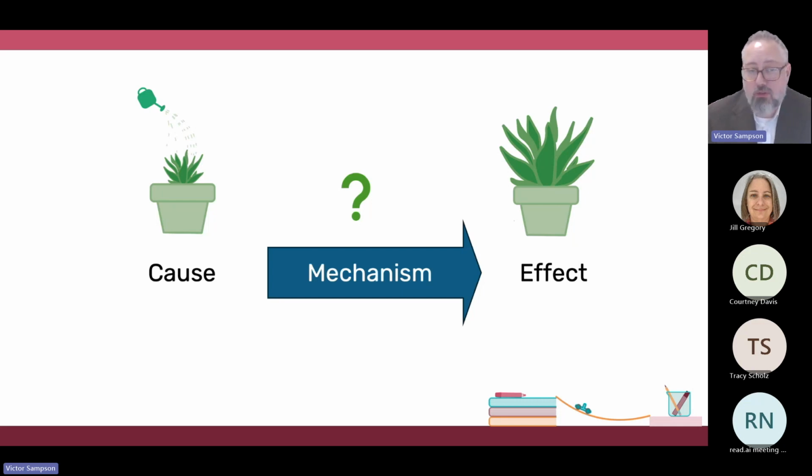So that is a cause and effect relationship you have, but the underlying mechanism of why adding water to the plant leads to more growth is one of the heavy lifts of science, and these mechanisms are often unseen and have to be tested in different ways.